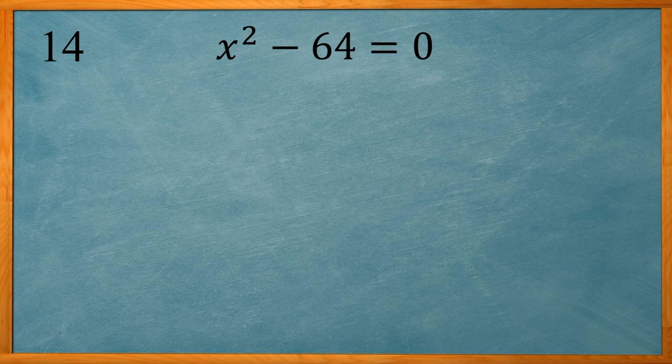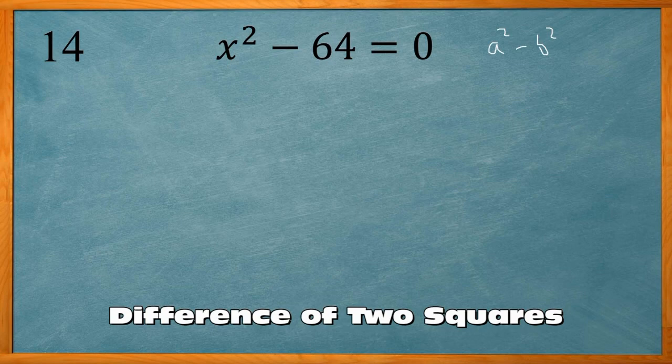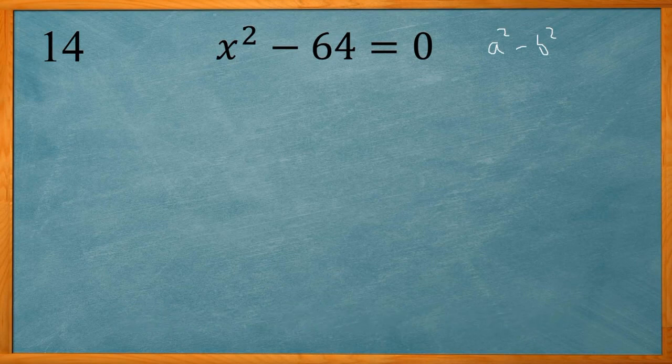All right, so in this problem, it's almost just like a quadratic. You have the x squared term, you're missing the x term, but then you have a constant there, negative 64. Now, this is a special one for factoring. When you see something like that, something squared minus something else squared, that's called a difference of two squares. You got two squares, and you get a difference, subtraction, between the two.